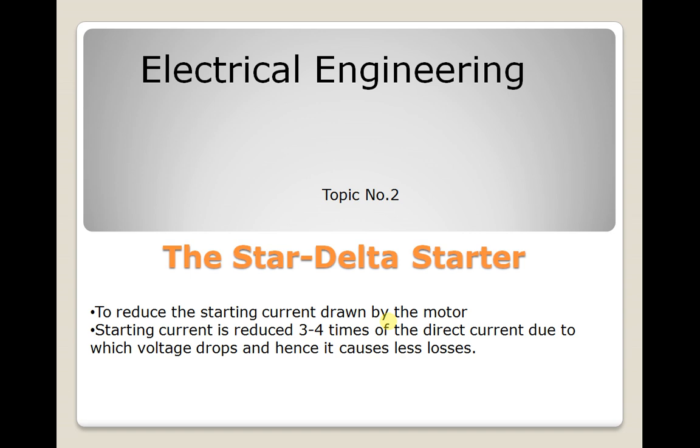But what happens in the star connection? In the star connection, there are two coils which take two phases, so there is a division of voltage. You can get it easily from this figure. Also, as you can see, it reduces the starting current to 3-4 times. Let's see how this happens.